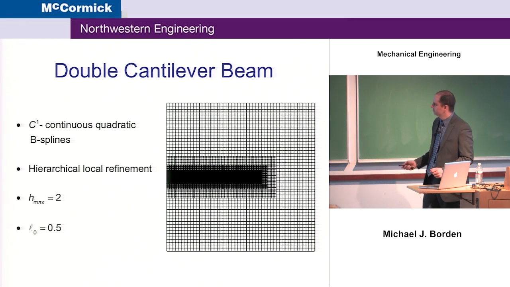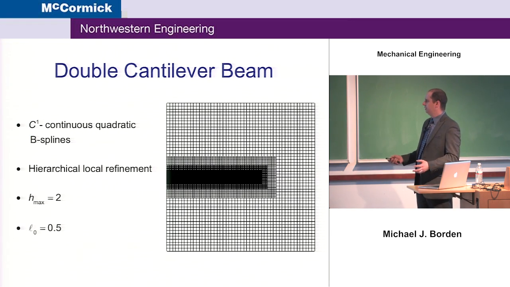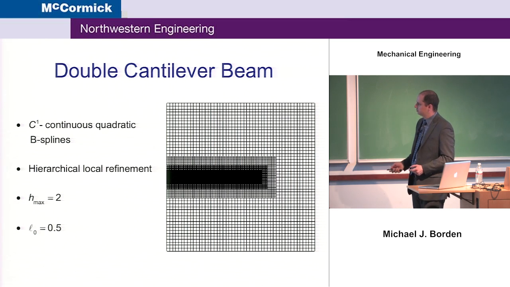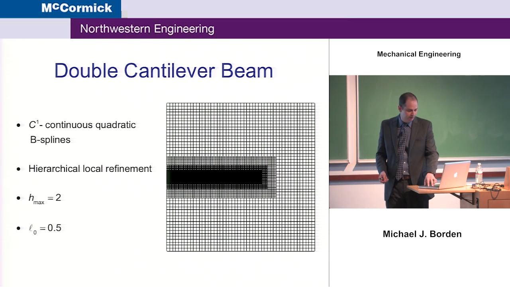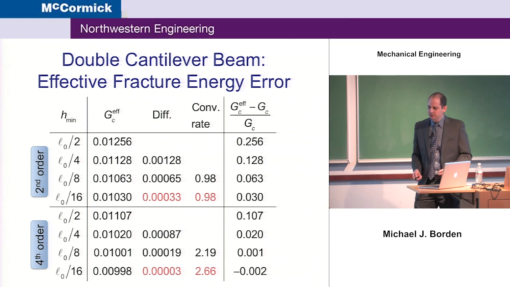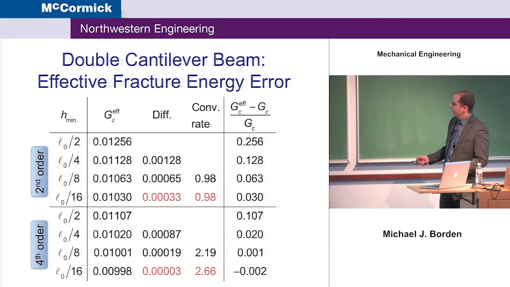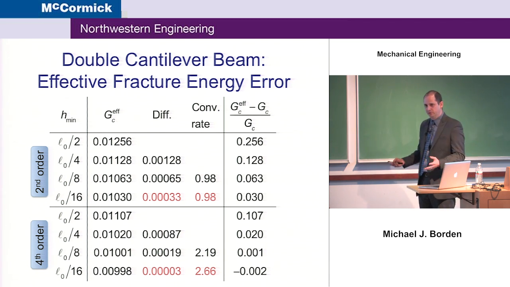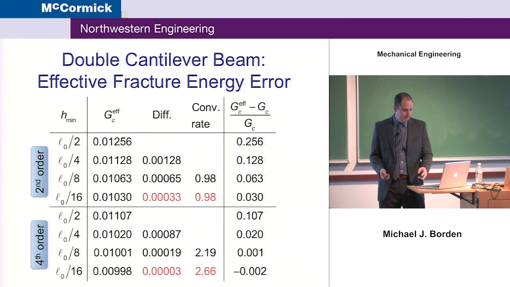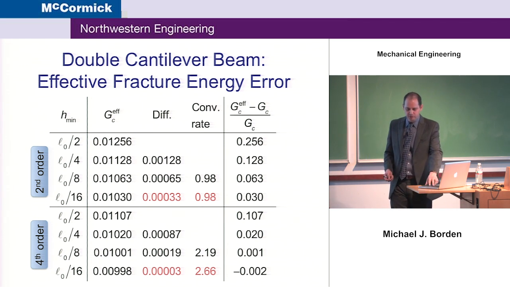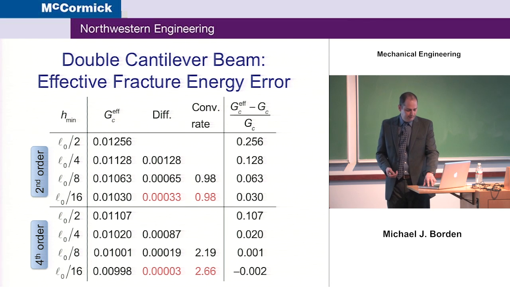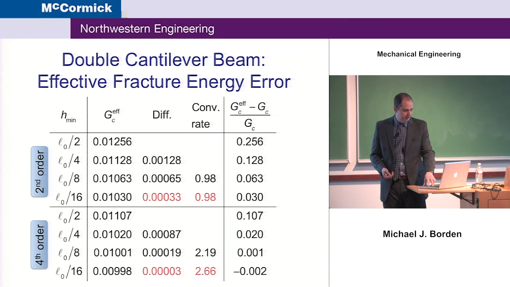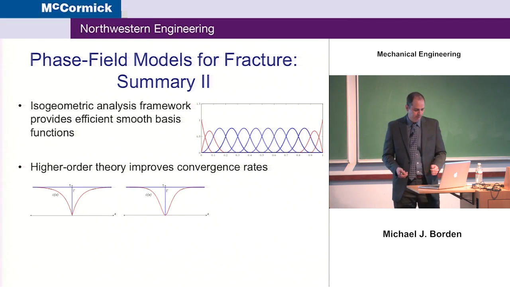So here is just a picture of the mesh. We're using some kind of refinement strategy here. It's all smooth. We look at the convergence rate, and we see for the second order theory, we're getting linear convergence, which agrees with the one-dimensional case. Fourth order theory, we're approaching convergence rates of 3, which agrees again with the one-dimensional case. So we're improving our accuracy with these models, and it shows up in this more complex two-dimensional case.